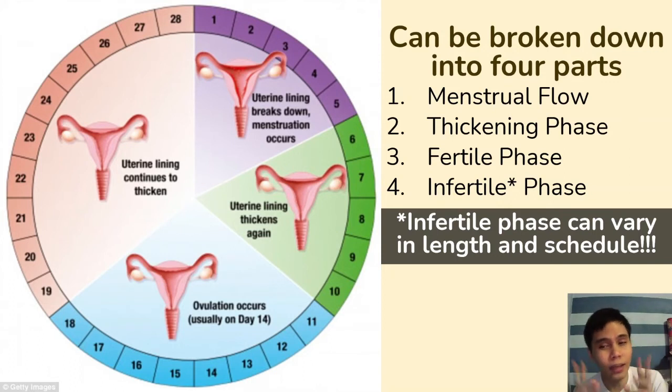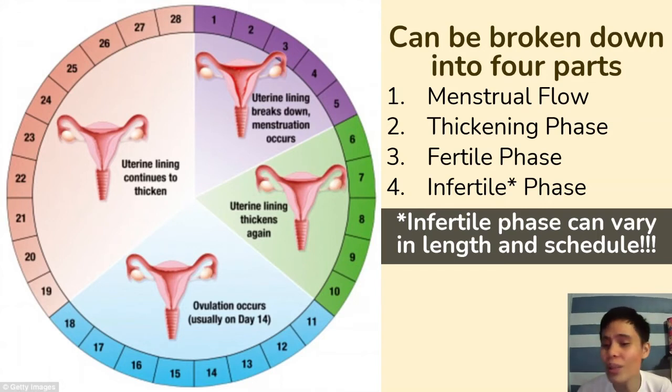All right, so take note that even though it says infertile phase, this phase can vary in length and schedule. So as a form of contraception, like using a calendar to map out your menstrual cycle, it's not reliable because external stimuli, the environment, can cause ovulation to become earlier or later and can also change the length of the infertile phase. So no, do not try to use calendars as contraception.